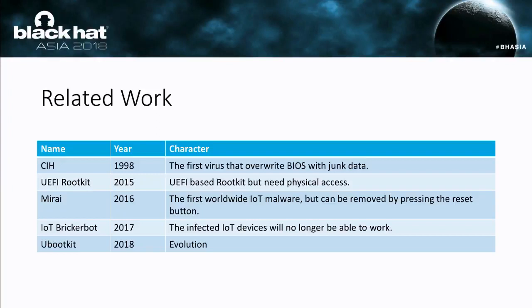And second, the Hacking Team. The Hacking Team was exposed to have developed a UEFI-based rootkit. The rootkit is able to infect the UEFI firmware, which is the next generation BIOS. However, the attacker needs physical access, such as a USB disk, to launch the attack. But the UbootKit does not rely on physical access.